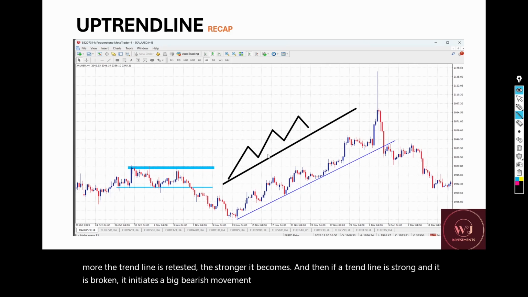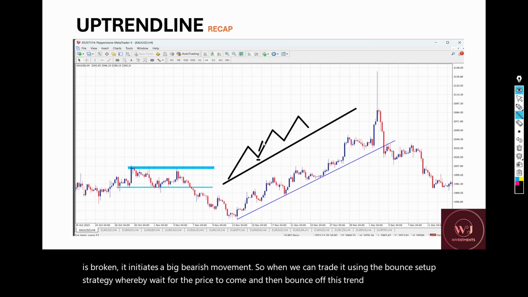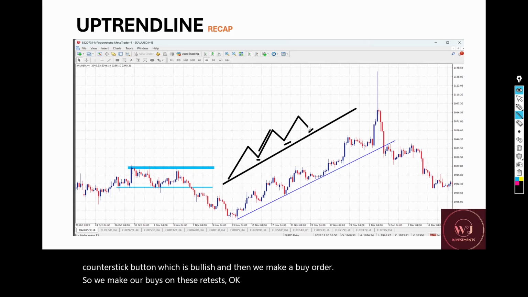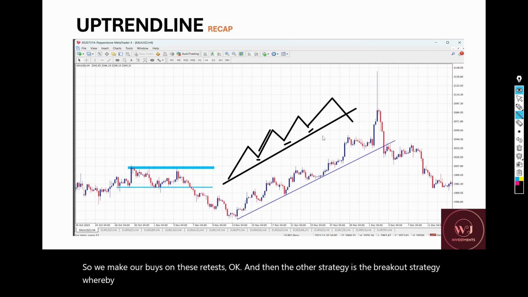We can trade it using the bounce setup strategy, whereby we wait for the price to come and bounce off this trend line, wait for a bullish candlestick pattern, and then we make a buy order. So we make buys on these retests. The other strategy is the breakout strategy, whereby we wait for the candle to close entirely below this trend line, and then we make a sell stop order.